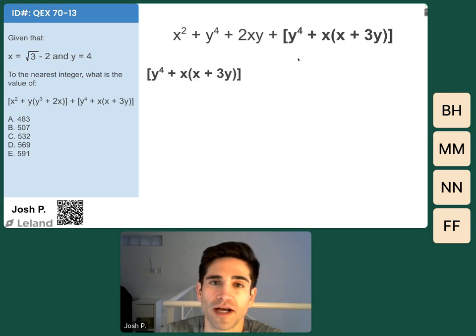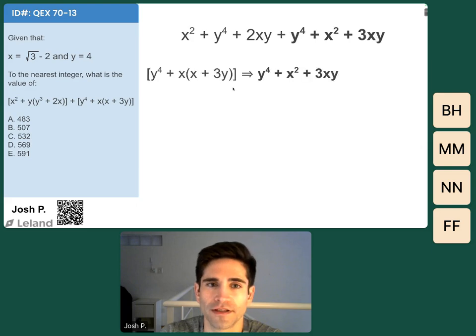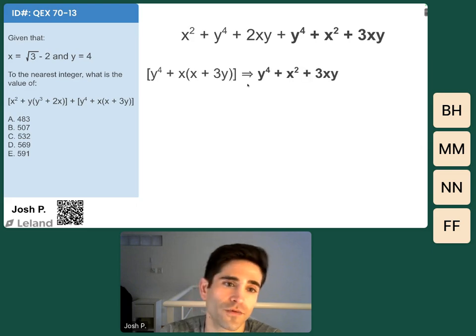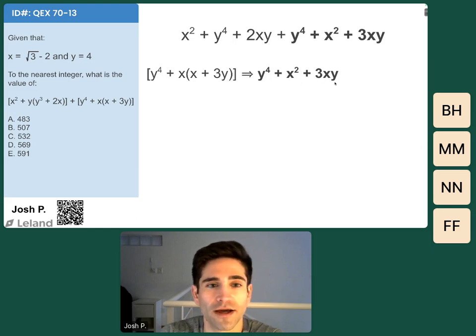Now let's do the same process for the right-hand side. What we have is y to the fourth plus x times x plus 3y. This is equivalent to y to the fourth plus x squared plus 3xy. All we did was distribute x to both of the terms within the parentheses.